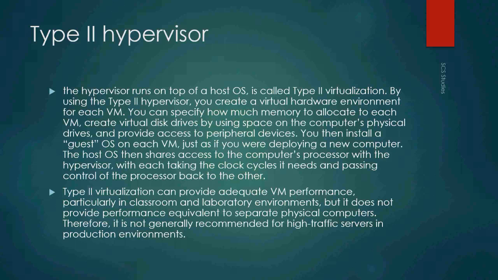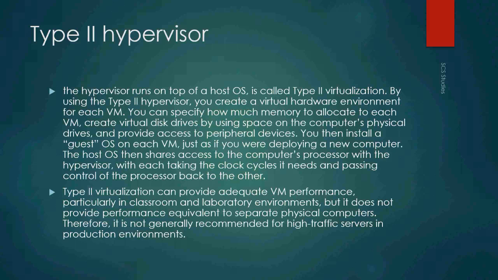Type 2 hypervisor. So this is important, guys. You already heard about the hypervisor, but what about the type 2 hypervisor? Let's learn about that. The hypervisor runs on top of the host operating system. It is called type 2 virtualization. Why is it called type 2 virtualization? Because a core operating system is required before creating any virtualized environment.